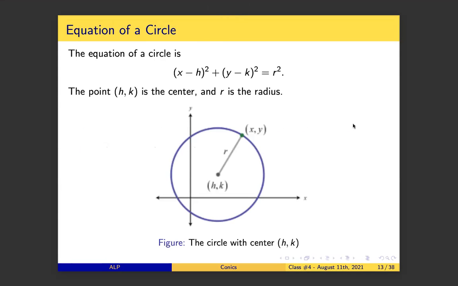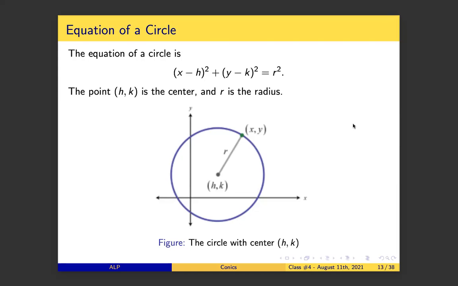The equation of a circle, as you've probably seen in school, is (x minus h) squared plus (y minus k) squared equals r squared. Here (h, k) is the coordinate of the center of the circle, and r is the radius. You can in fact prove this equation, but I'll leave that as an exercise.